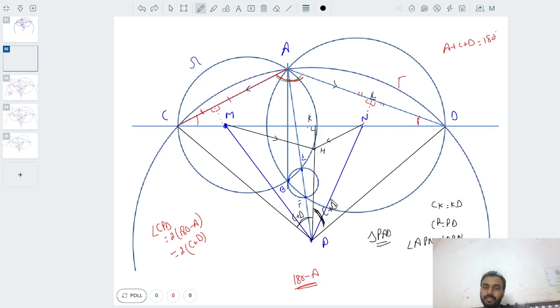Do we know angle APD? So APD, again we can use angles in the same segment. Angle APD is equal to angle ACD, which is C. Sorry, APD is the center angle, which is twice of ACD. So that is twice of C. So you can say half of them is C. So this angle is C, and this angle is also C.